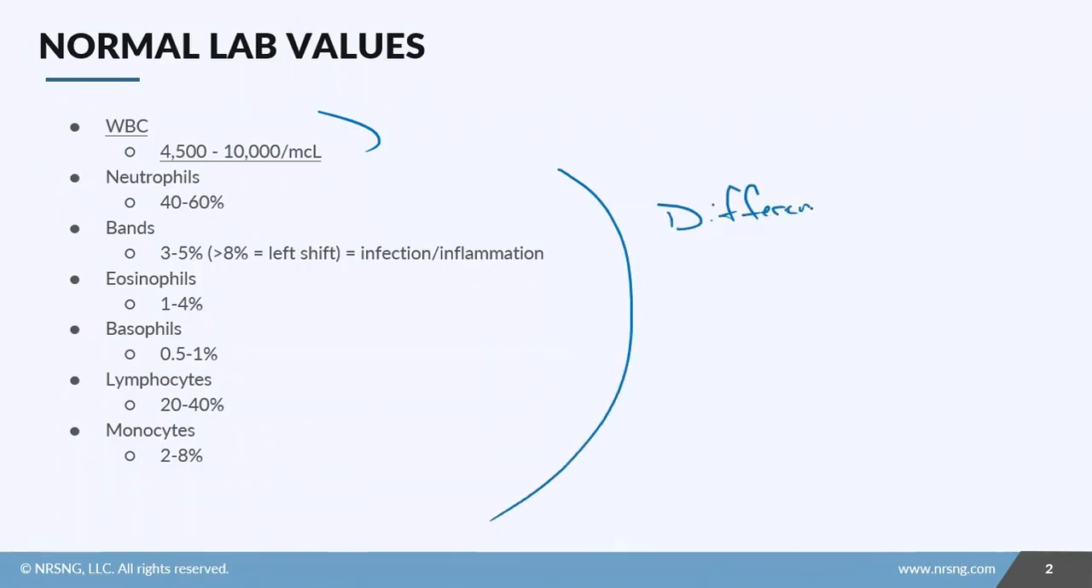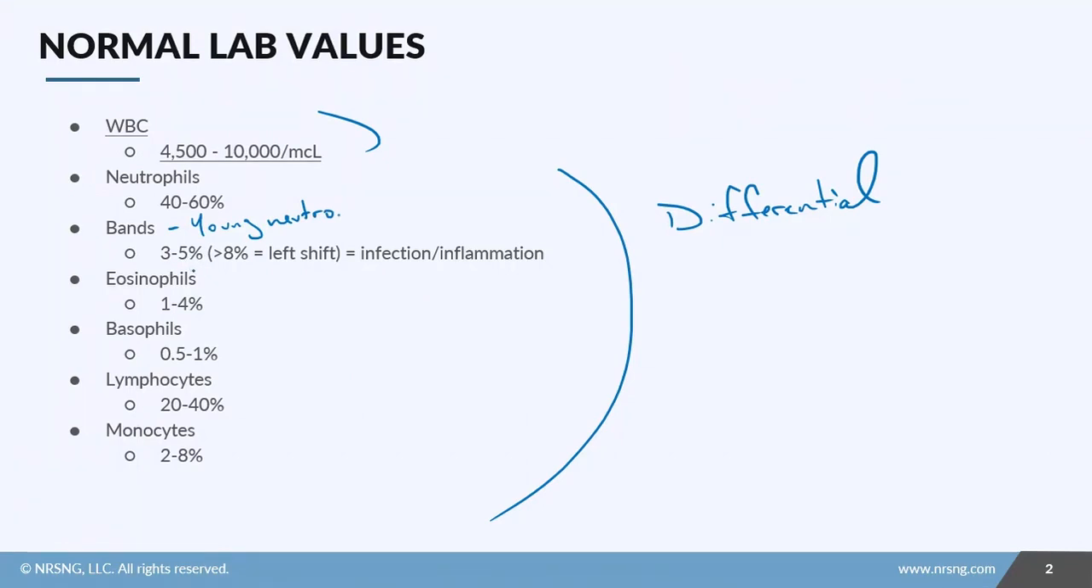The reason it's called a differential is because they differentiate between the different types of cells. So neutrophils take up 40 to 60%, and we're going to get into all of these, so just bear with me. Neutrophils are going to take up 40 to 60% of your normal volume of white blood cells. Bands are going to be 3 to 5%. Now, these are young neutrophils.